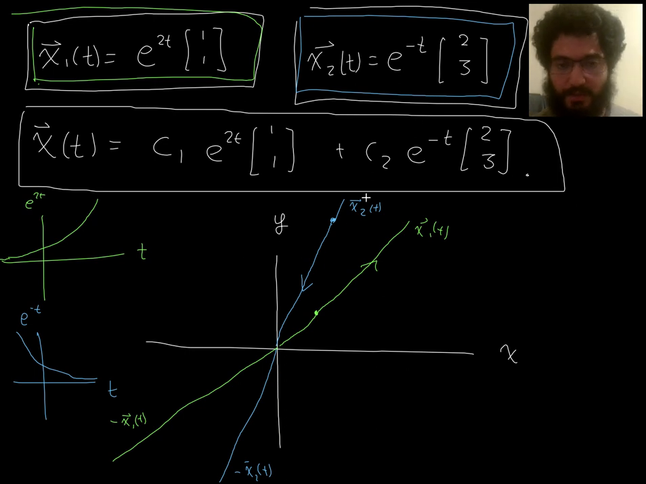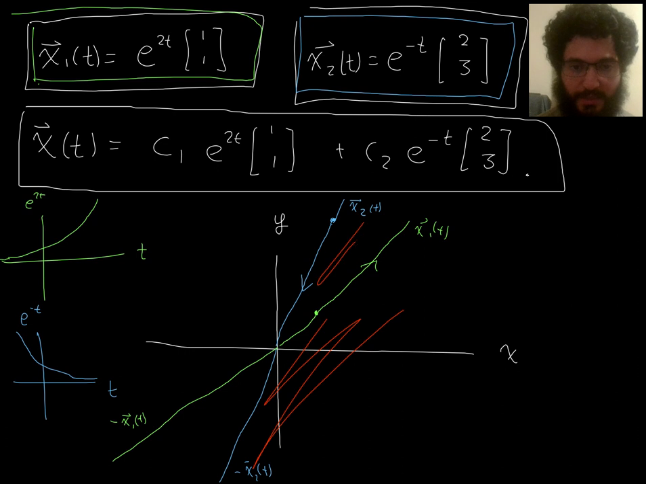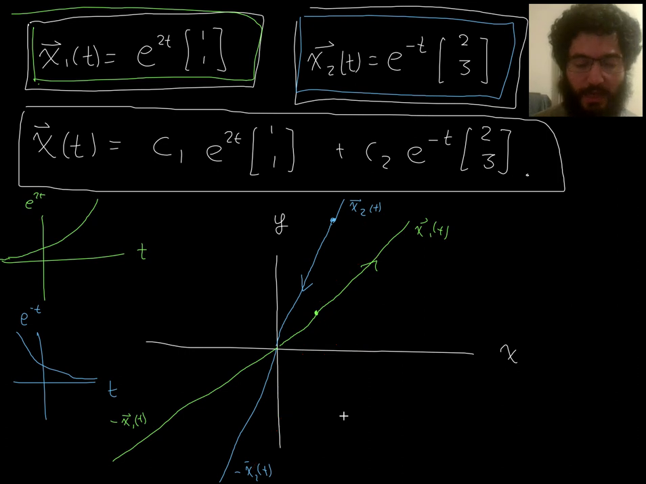The reason to draw the full lines here is because these lines end up actually dividing the plane into four regions. So this region, this region, this region, and this region. And you'll get different behaviors depending on whether your initial conditions are in one or the other of these four regions.